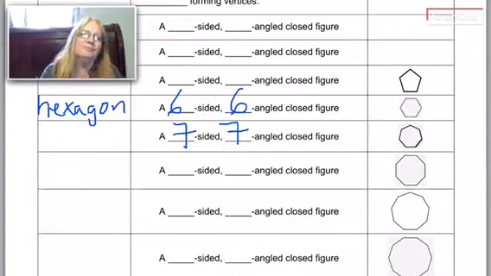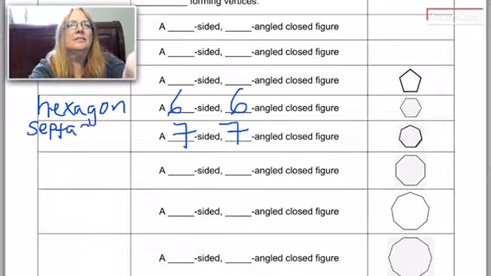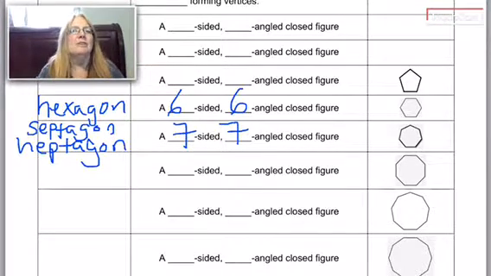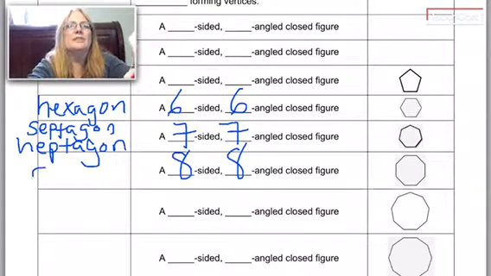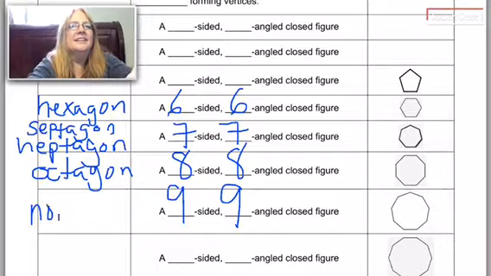And for some reason, the 7-sided has two different names. So let me give you both of them. It can be called a septagon or a heptagon. Don't know why it has two names, but it does. Then we have the 8-sided, 8-angled. Most people are familiar with this from a stop sign, an octagon. 9-sided, 9-angled is a nonagon.